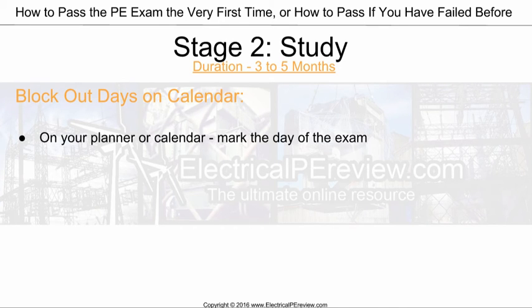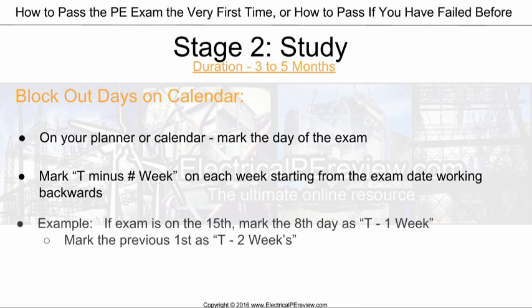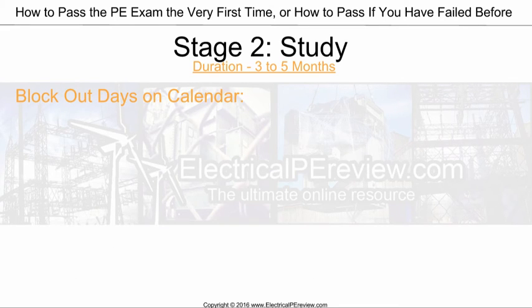Next, on your planner or calendar, first thing, mark the date of the exam. Next, you're going to want to mark T minus the number of the week leading up to it on each week, starting from the exam date and working backwards. So, for example, if the exam is on the 15th, then on the 8th, the week prior, you're going to write down T minus 1 week. And the week prior to that, you're going to write down T minus 2 weeks. And we're going to do this all the way backwards until we reach the current date.